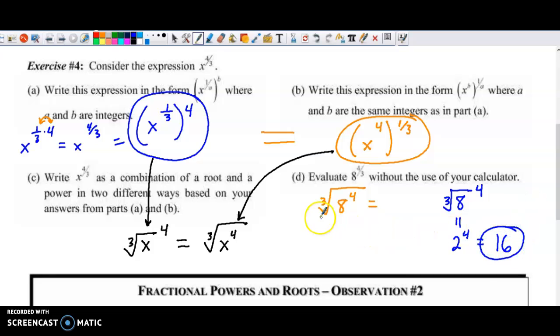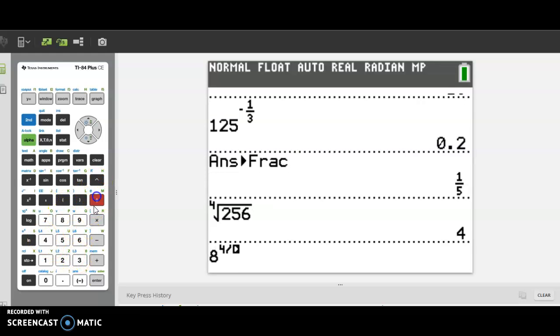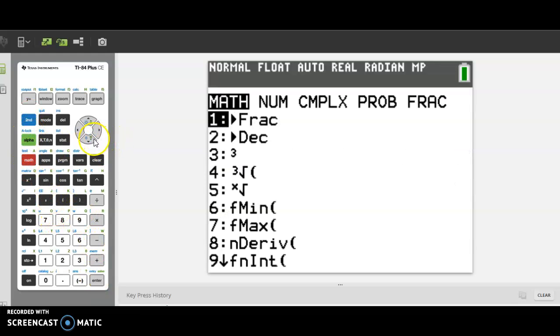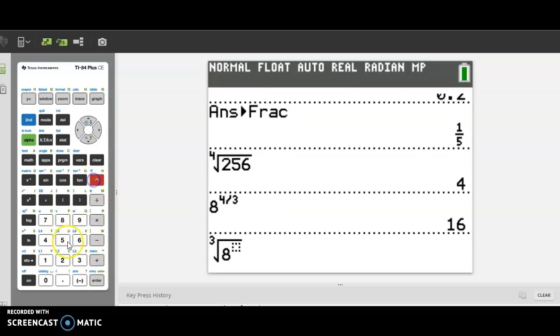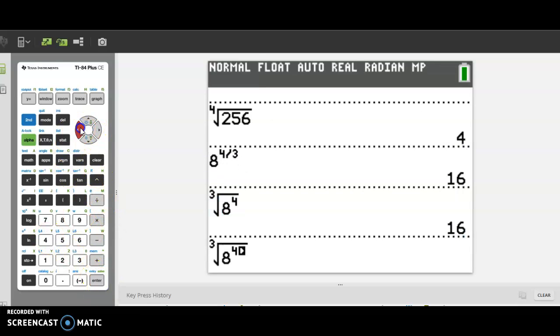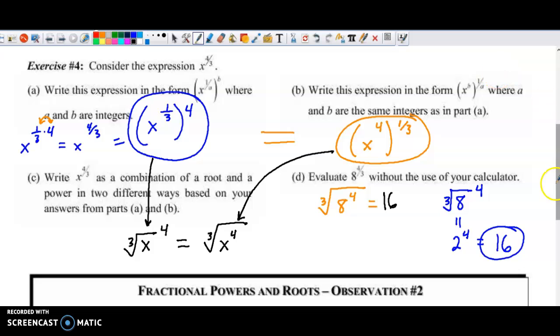But I will point out that what I had in orange is still going to give me 16 if I go to a calculator, whether you do 8 to the 4/3 power, or the cube root of 8 to the 4th power, or if I pretty much do that same thing and move the 4th power on the outside, you still get the same answer. So this will all be useful down the road.